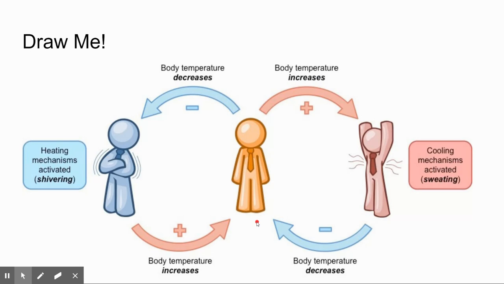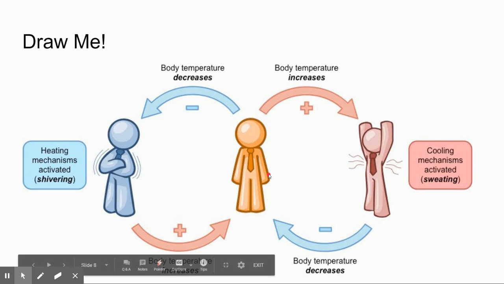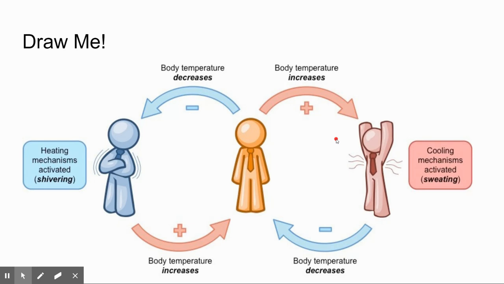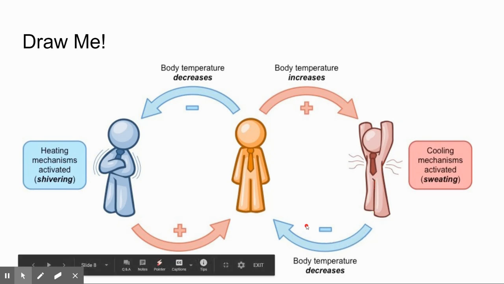Another example of this could be with sweating. As our body temperature increases, if we get too hot, as we've talked about before, we can go through having brain damage. It can eventually lead to death. So we have to have a cooling mechanism, and one of our cooling mechanisms is sweating. So we're going to go through sweating, and this will bring our body temperature back down.